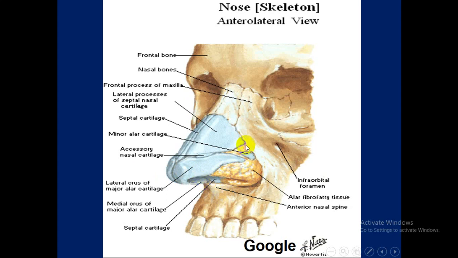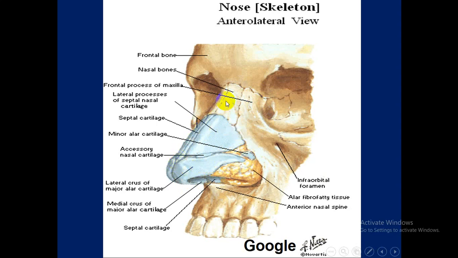Now the external nose is composed of an upper part, which is bony, and a lower part, which is cartilaginous. The skin over the bony part is movable, as we can feel, while the skin over the cartilaginous part firmly adheres to the cartilage.